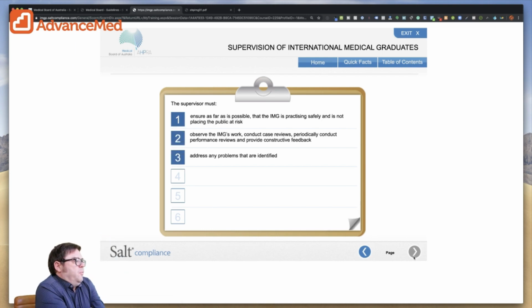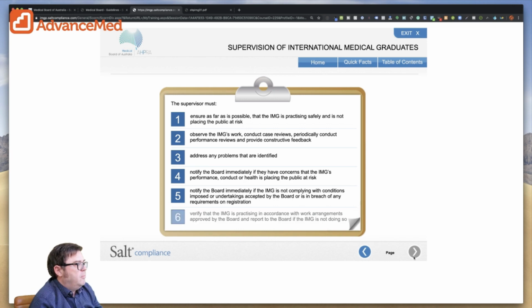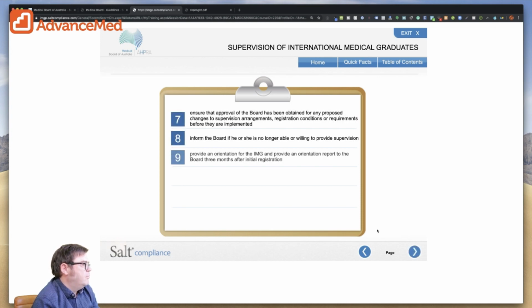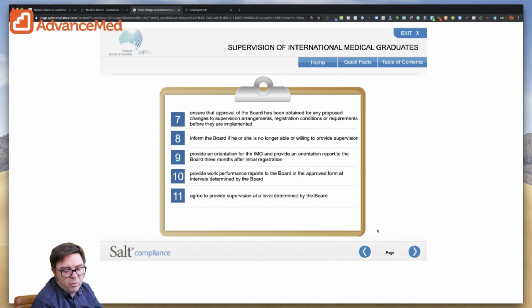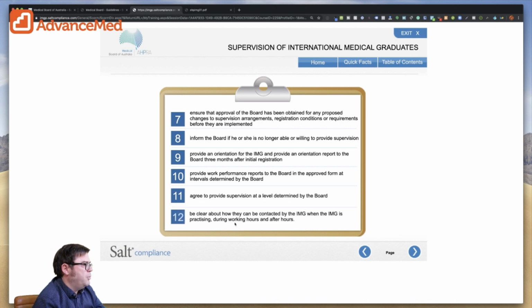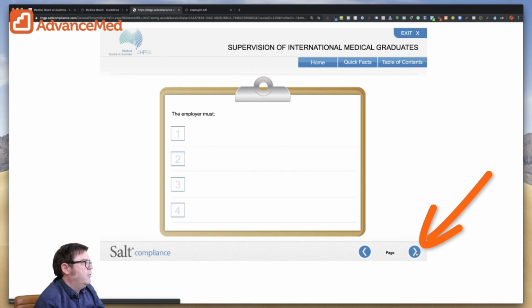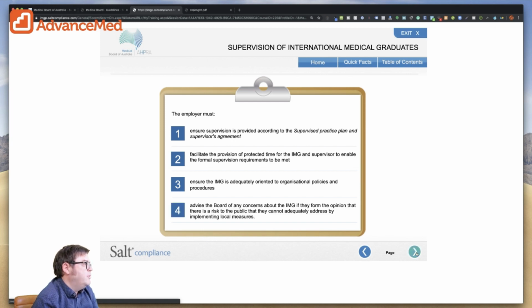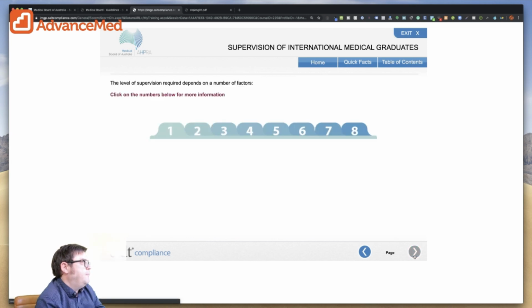So you've got to wait for this to scroll through apparently. Oh, this one you're not allowed to move past until you've... Was that the end of the module? No? Okay, there is more. Interesting. So at this point, I'm actually made to read. I would have probably put a stop before going there a little bit earlier on. Oh, the employer must ensure supervision, so the employers have responsibility here as well. Facilitate protected time. Ensure the IMG is adequately oriented to organisational policies and procedures and advise the board of any concerns. Great.